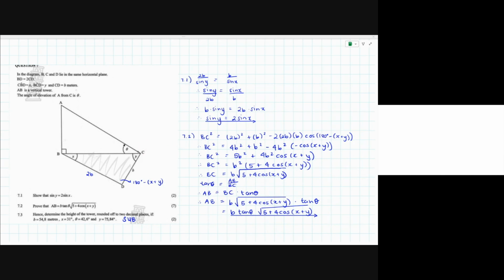Usually, and I know this is such a silly thing and it's really not important in the greater scheme of things, it says B, C, and D lie on the same horizontal plane. Usually when we ask you 3D trig questions, we do shade in where the ground is, for lack of a better descriptor. So that's why there's a squiggle there. It just helps me visualize what's happening. So first question, show that sine y equals 2 sine x.